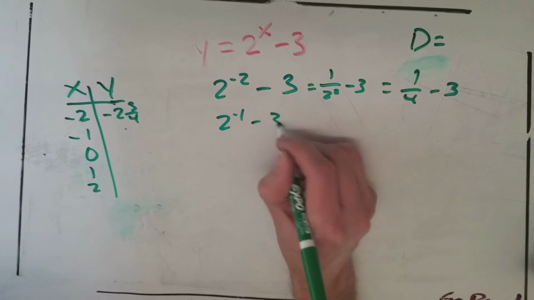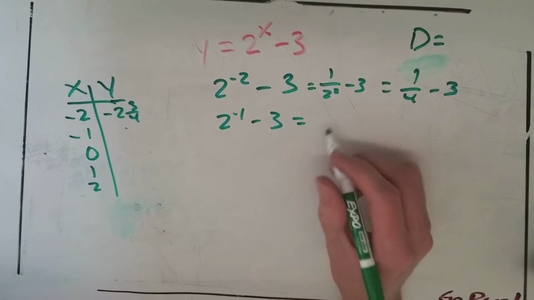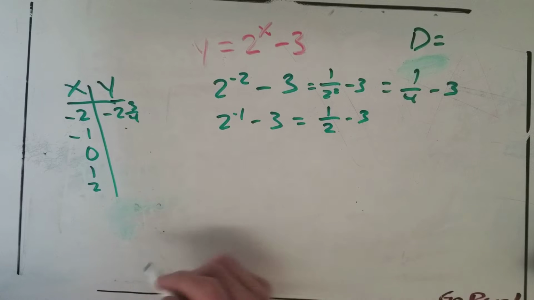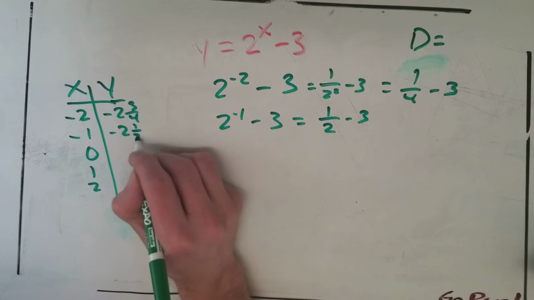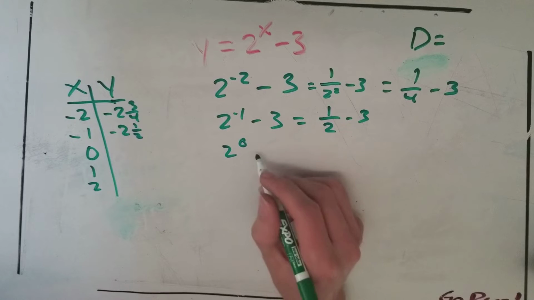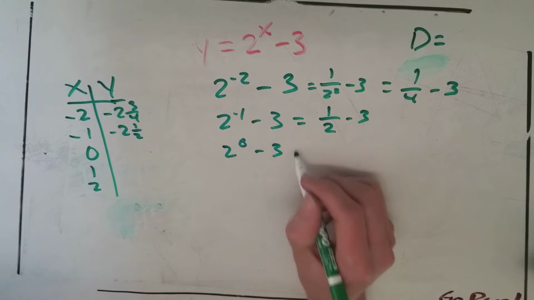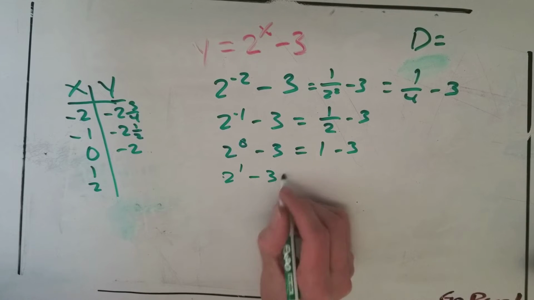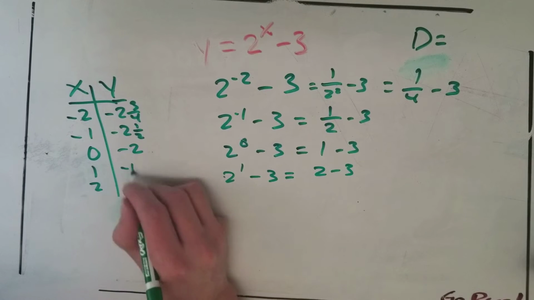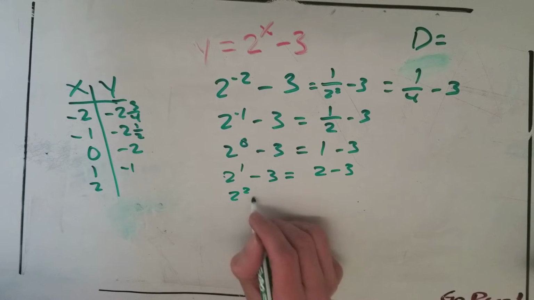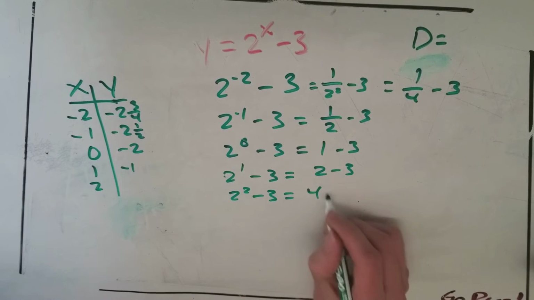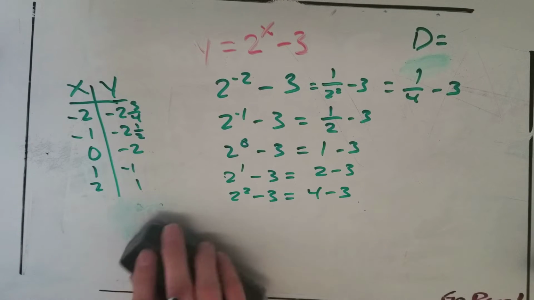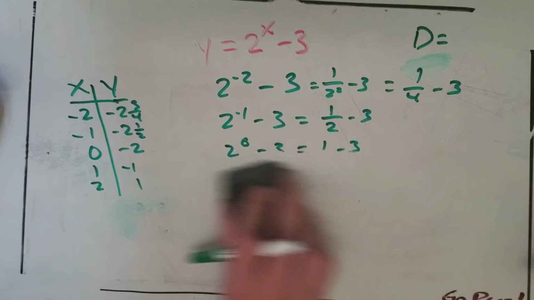We'll do 2 to the -1 minus 3 as our next input here, which is equal to 1 over 2 to the first, which is 1/2 minus 3, and we should end up with -2 1/2. Then we have 2 to the 0 minus 3. 2 to the 0 is 1, minus 3. We should get negative 2. 2 to the first minus 3. Well, that's just 2 minus 3. So we should have negative 1. And 2 squared minus 3. We get a nice 4 minus 3, which should give us a positive 1. So these are our outputs for our given inputs here.